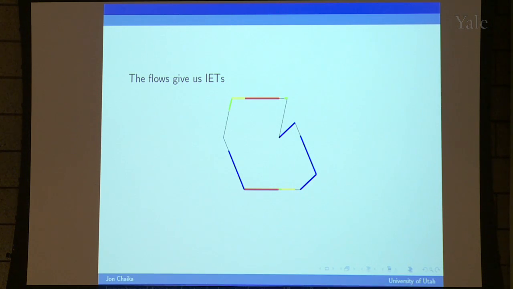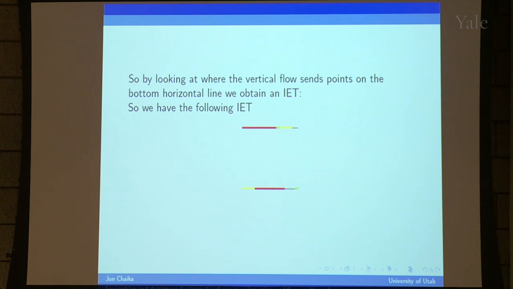So that's the picture. Just to wrap this up, here's an interval exchange transformation. The first interval gets sent to the second position. The second interval gets sent to the last position. The third interval gets sent to the first position, and the fourth interval gets sent to the third position.